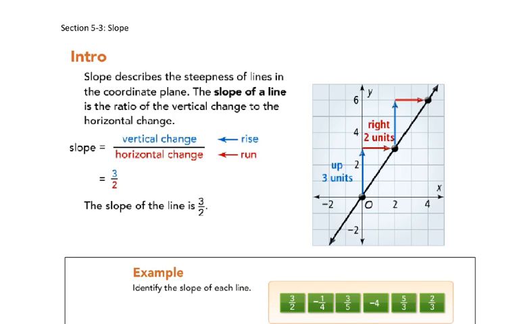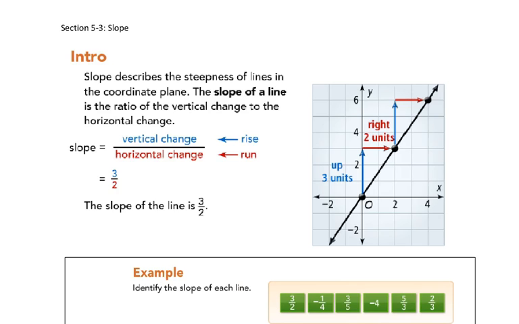So if you take a look at the graph over here, here's my line. If I compare points on the graph, to travel from this point to this point, I would have to travel up 3 units and right 2 units. So it is this rise, which is 3, and that's on the top, and the run, which is the horizontal change, 2 to the right, right would be positive. So the slope of this line is 3 over 2.